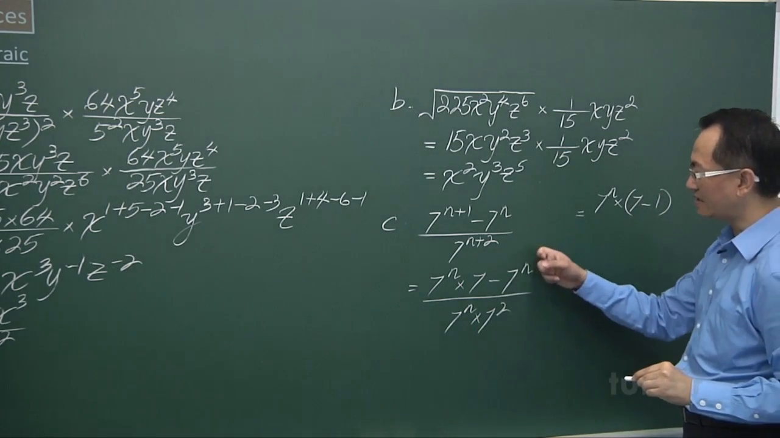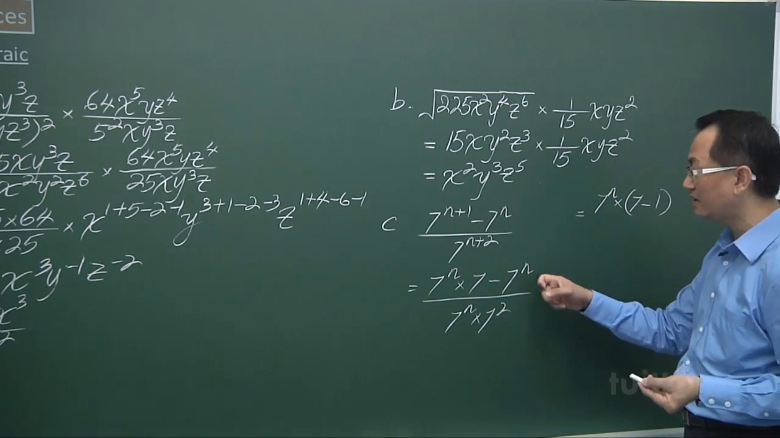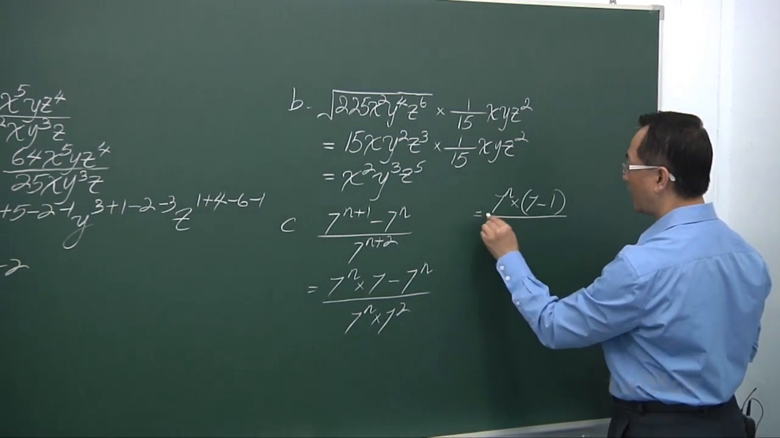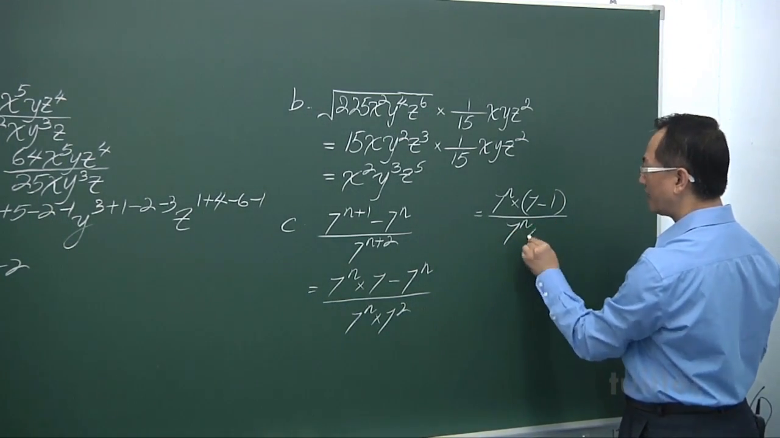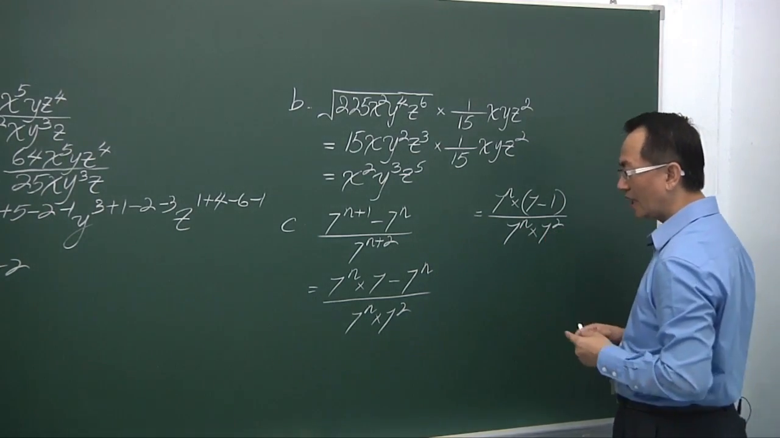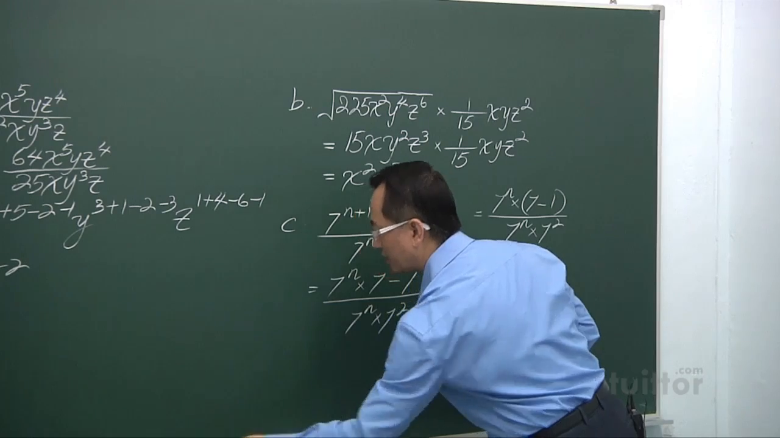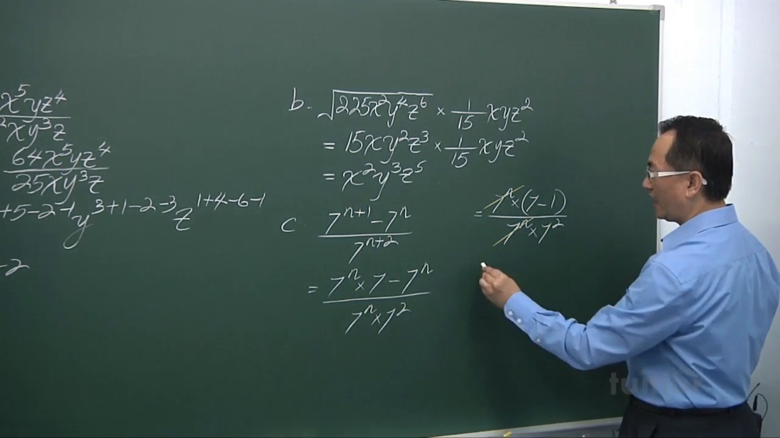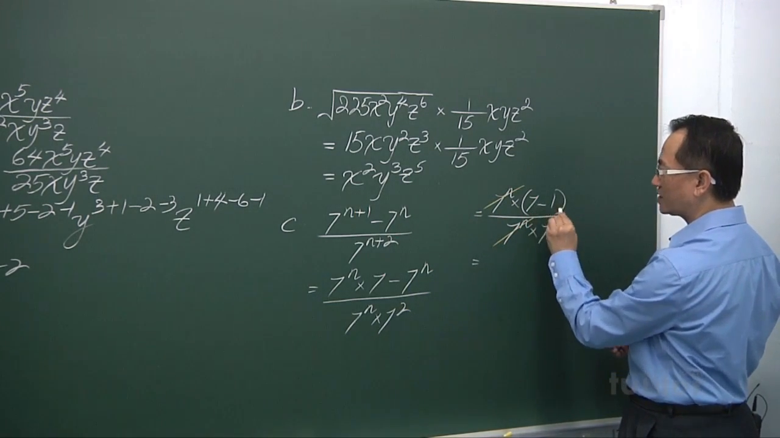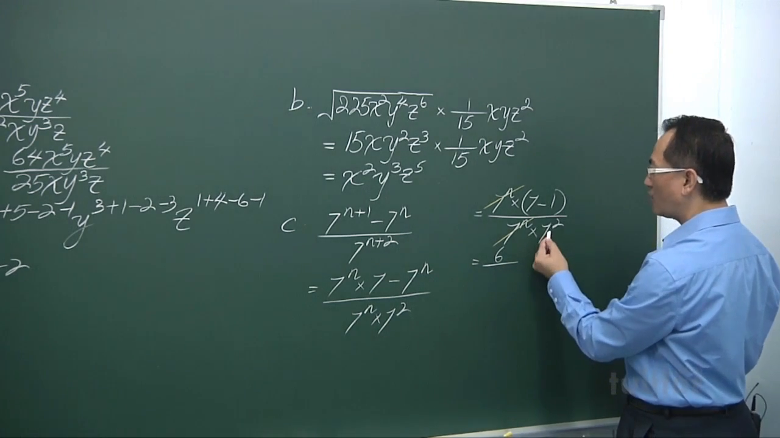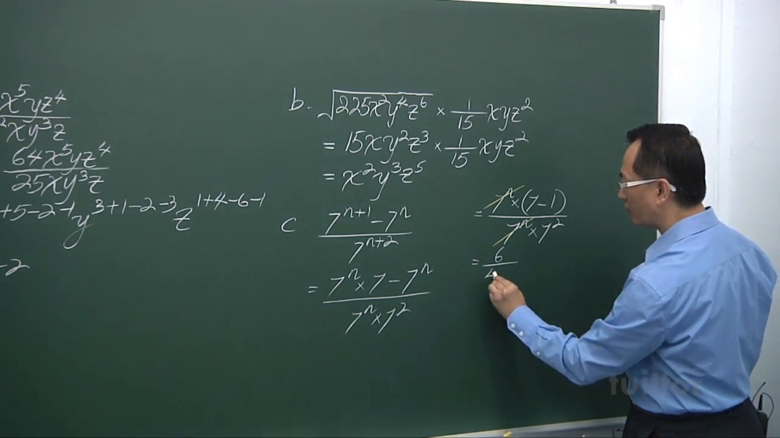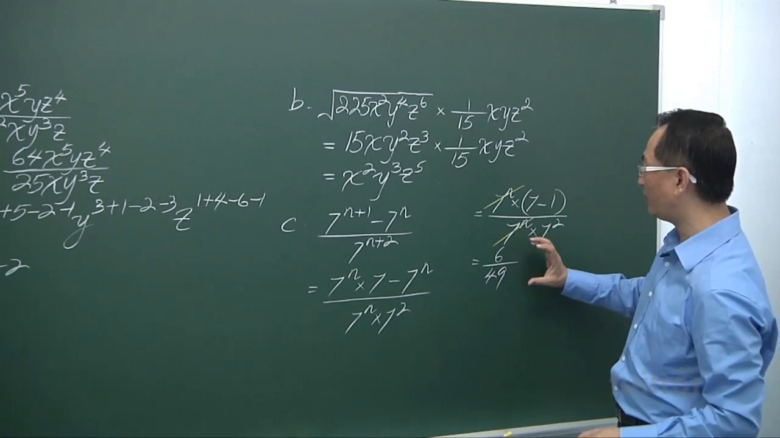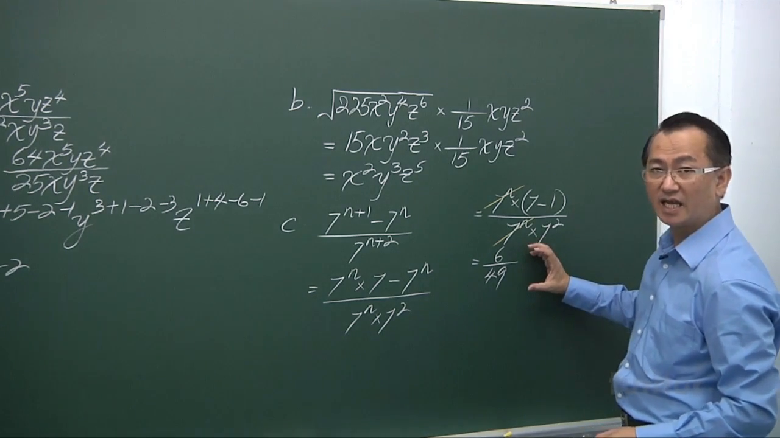If I take this 7 to the power n as a factor, then I'm left with the universal factor 1 divided by 7 to the power n times 7 squared. In this case, you can actually do a little cancellation here, just like that. And for the numerator, 7 minus 1 is just 6. And for the denominator, 7 squared is 49. So from here, I've simplified the expression to just a rational number.